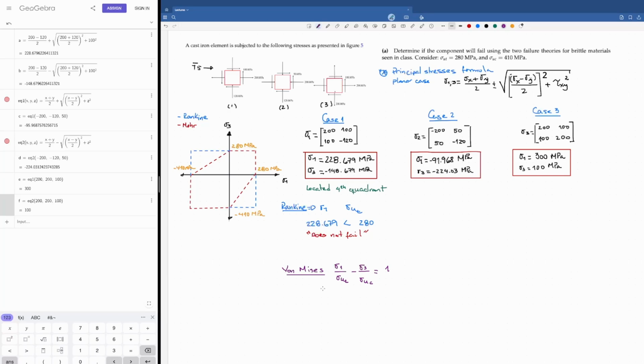What is left is to substitute things here, so let's do it. We just need to calculate this, so let's put it. It's going to be 228.679 divided by this 280, and then minus sigma 3, minus 148.679 divided by this, what is it, 410. And again, comparing, so we can close this in brackets to make it more readable. And let's go to the calculator.